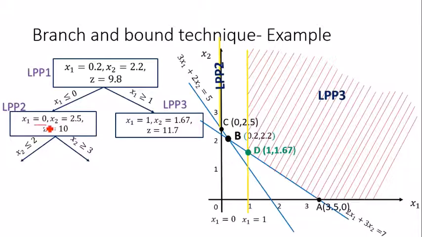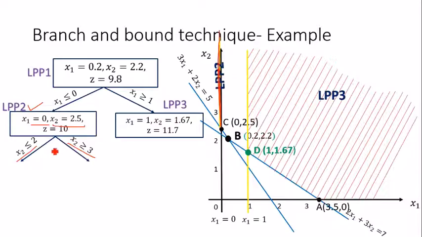And since x1 is integer, I have to choose x2 for branching, because you have to choose the branching variable, the one which is non-integer. So it's 2.5, so you'll get two branches: less than equals to 2 and greater than equals to 3. Now you purely focus on the feasible region of LPP2, which is just this line starting from point C going upwards. Don't look at the feasible solution of LPP3 because we are doing the sub-branching of LPP2.